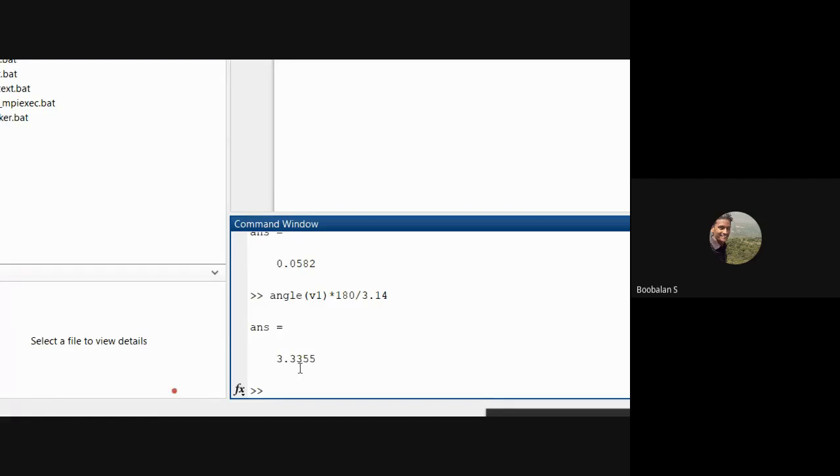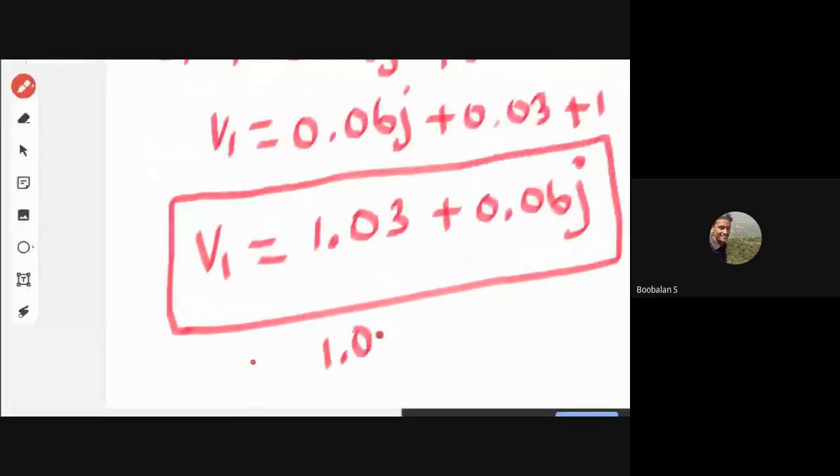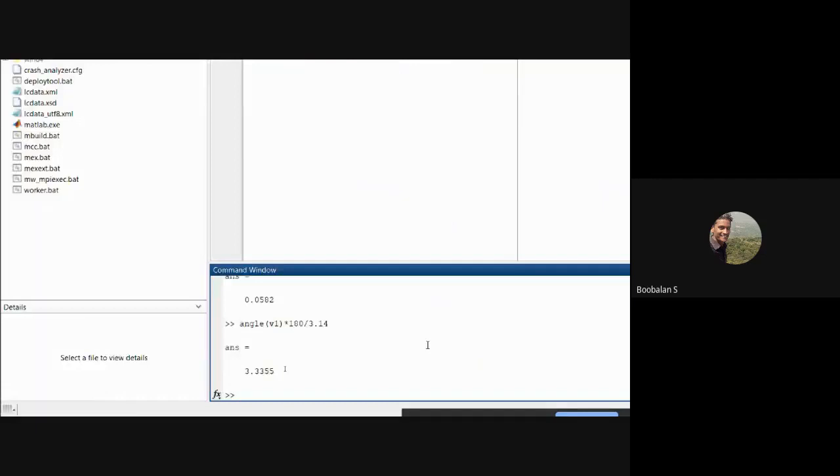So, got the idea of how to calculate angles, right? So finally my V1 is about 1.03 at an angle of 3.33 degrees.